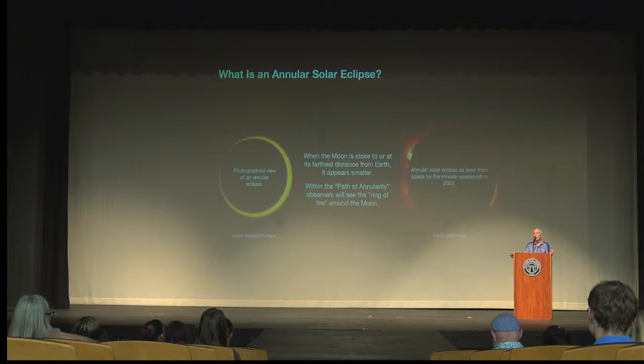And this will happen on October 14th. Every person in the United States will have the opportunity to see a partial eclipse on that date. And if you happen to be in special places in the United States or in Brazil even, you could see the ring of fire.